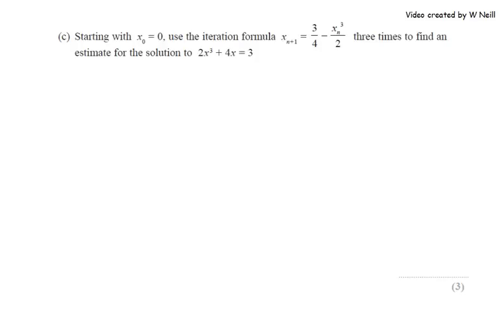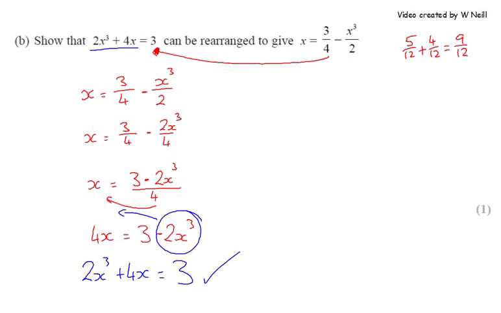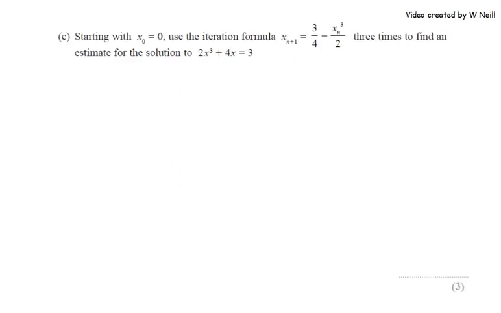And then there's part C. Starting with x 0 equals 0, use the iteration formula, that's it there, 3 times to find an estimate for the solution of 2x cubed plus 4x equals 3. Okay, so in the last question we've seen that this is equal to this. We've just proved that that is equal to that. So what they want you to do is to write the equation.